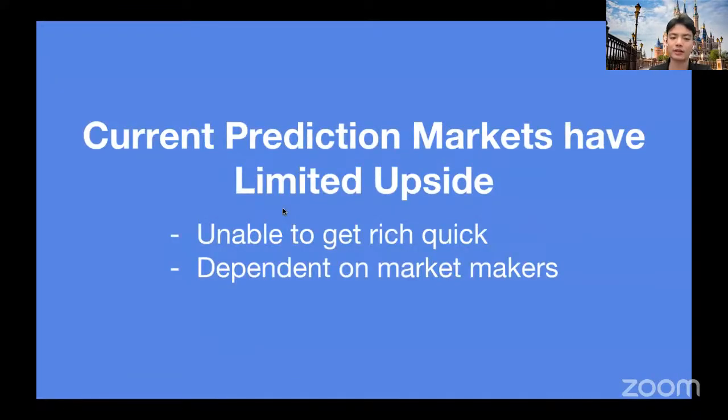So the main problem we're trying to solve here is that current prediction markets have limited upside. If you see Polymarket or similar equivalents, the upside will only be from the odds. For example, today it's 50% for Kamala, and when Kamala wins, you only get 100%. So it's only a 2x. So the problems are you are not able to get rich quick. And the second problem is you are dependent on market makers, because how Polymarket works is they use a CLOB, a central limit order book. So you need to incentivize market makers to provide liquidity around the price range.